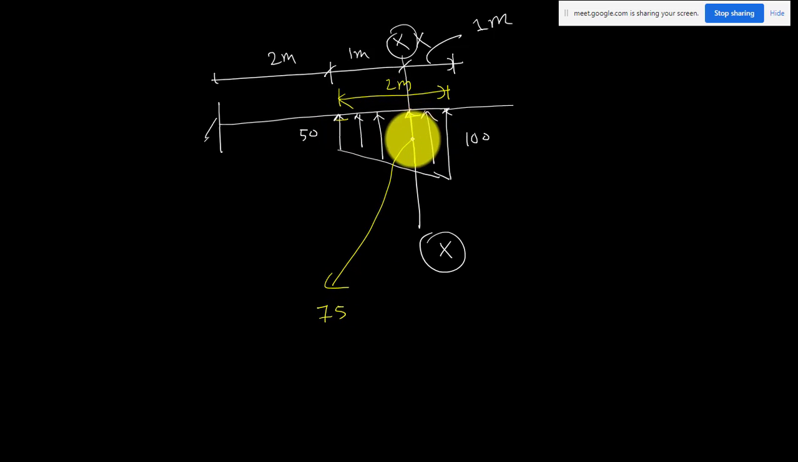If you have doubt, you can solve it again. 100 minus 50, the variation is 50. For every 2 meters, 50 is the variation. That means for every 1 meter, 25 is the variation. If you are moving from here to here, 50 plus 25 will be this value. And if you are moving from here to here, 100 minus 25 will be this value. So both are 75. Now I got the value of load intensity, and I can write the equation for the moment.